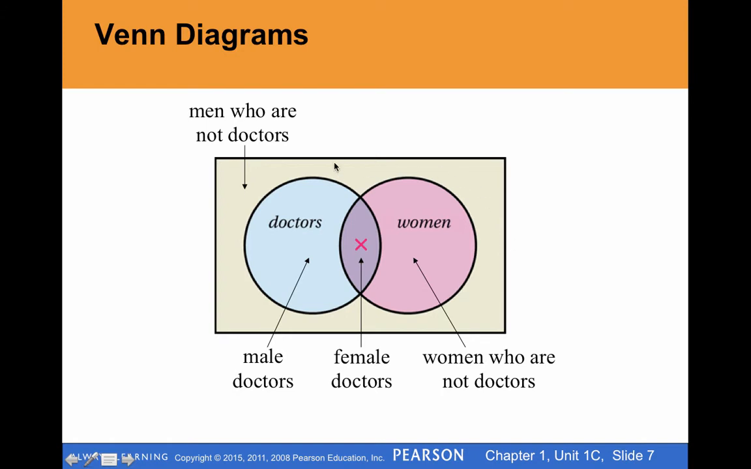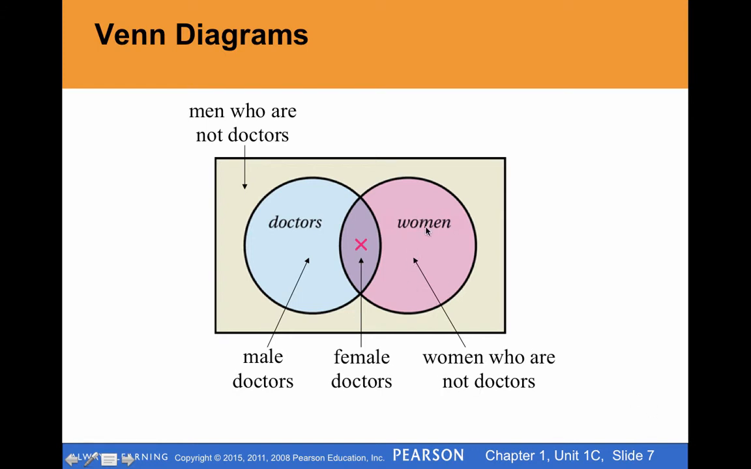You've got to be able to find all four regions. Since the light blue section is doctors, but not in the women's circle, we can assume that they are male doctors. And if we're in the women's circle here, but not inside the doctor circle or the intersection, we can assume that these women are not doctors.